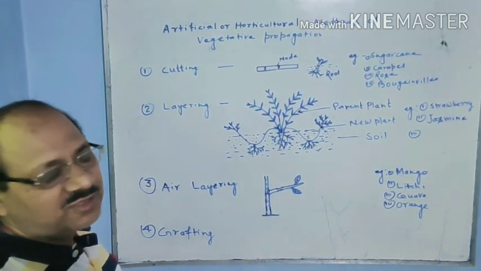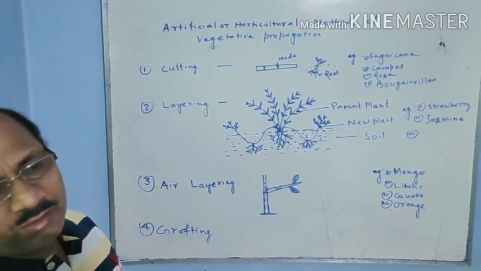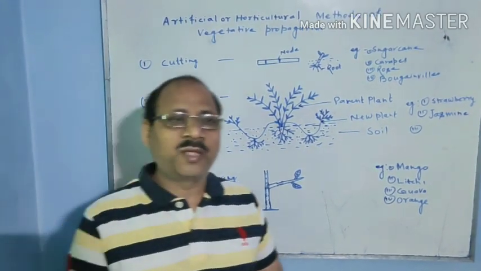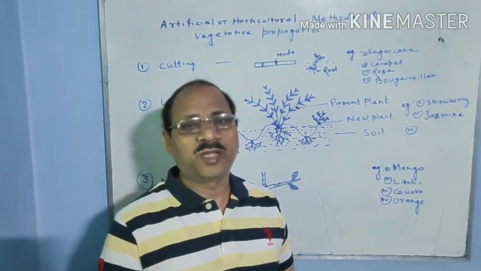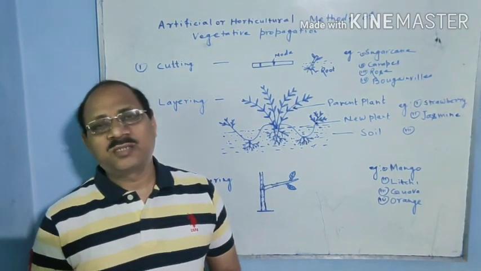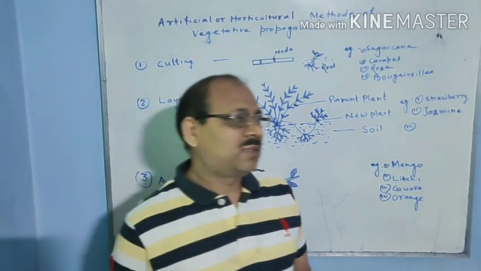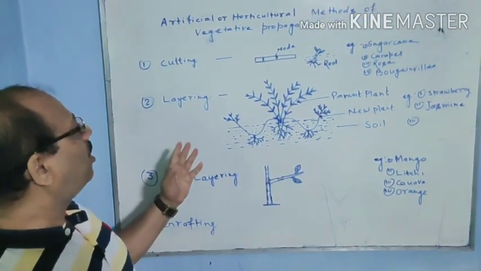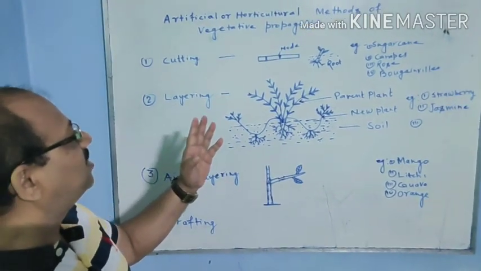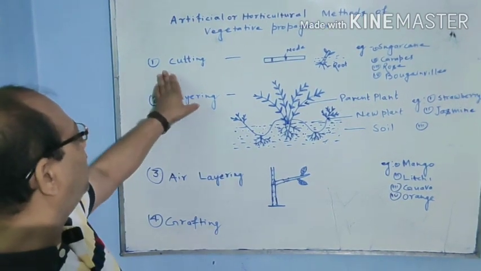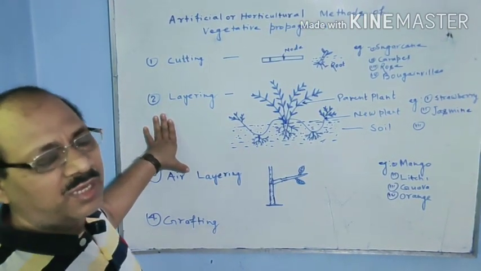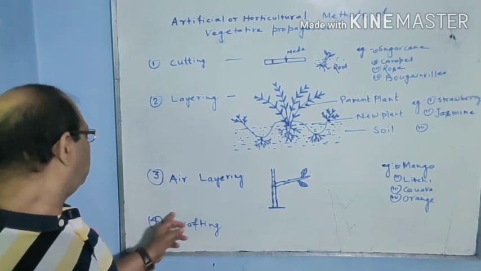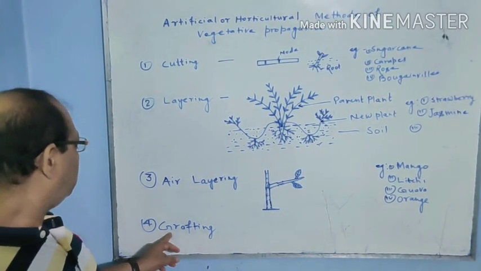What do you mean by artificial or horticultural methods? These are the techniques developed by human beings to propagate desired varieties of plants. There are the following methods of artificial or horticultural vegetative propagation: first, cutting; second, layering; third, air layering, which is a type of layering; and fourth, the grafting method.